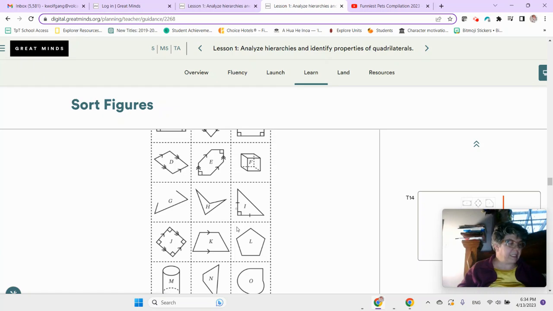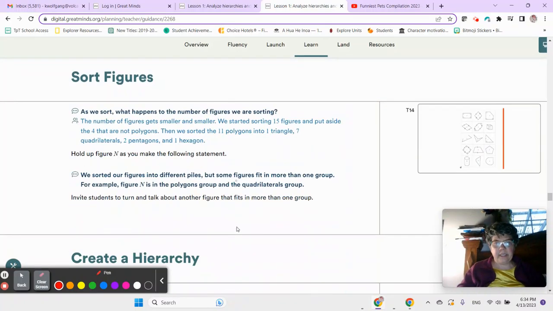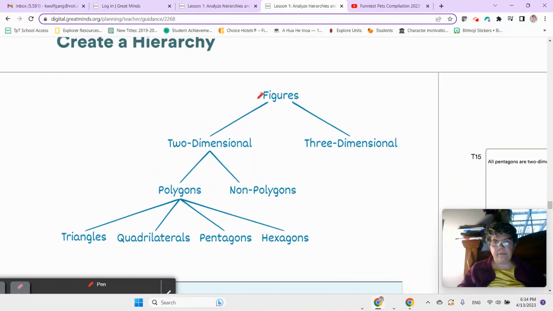Now we're going to use our figure sort to make a hierarchy of figures. So here's a hierarchy of figures. We have figures. All of these are figures. We have two-dimensional and three-dimensional. Then inside of two-dimensional, we have polygons and non-polygons. A non-polygon is kind of just like a line. And then inside of polygons, we have triangles, quadrilaterals, pentagons, and hexagons.